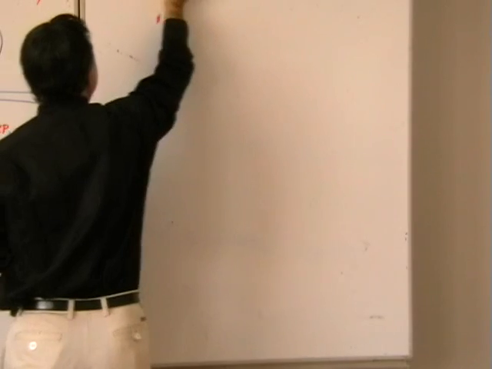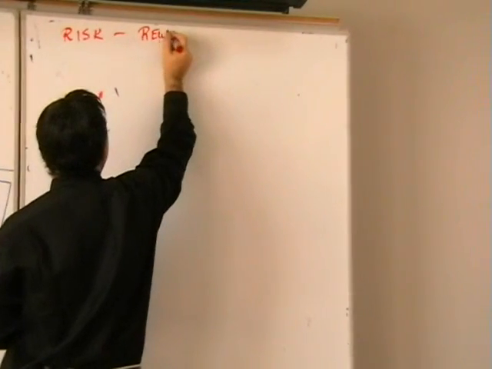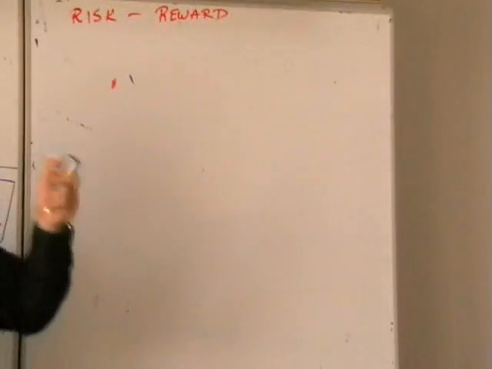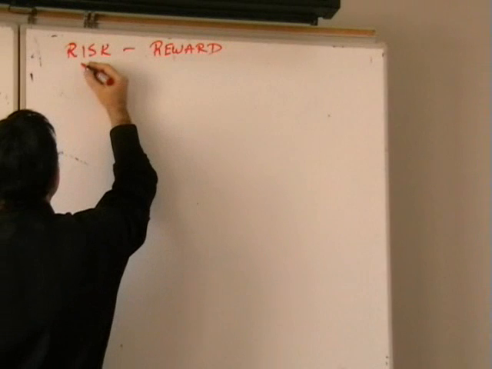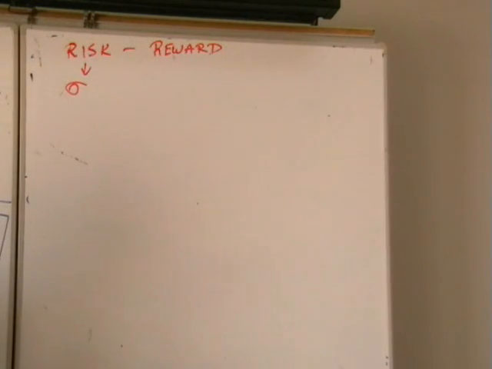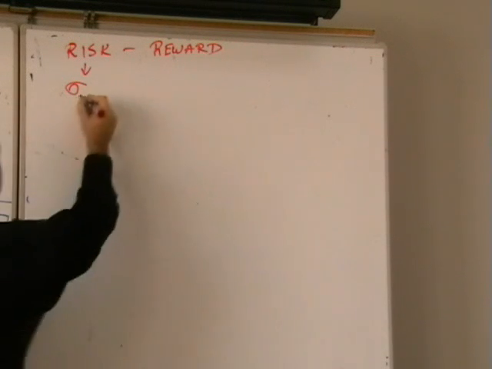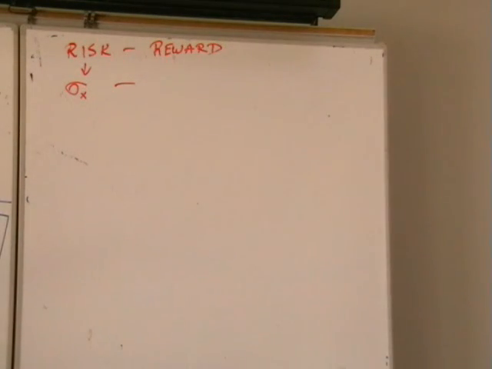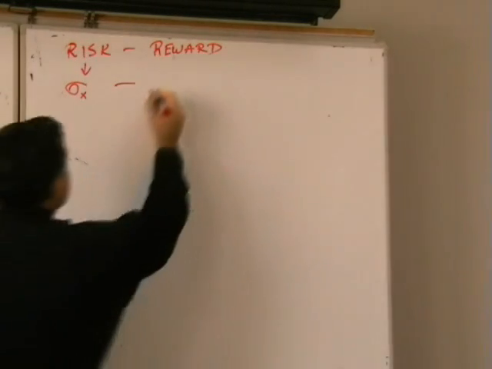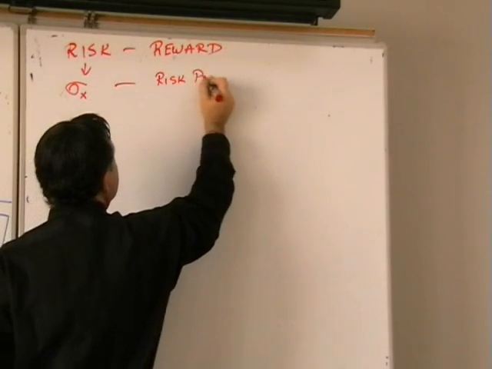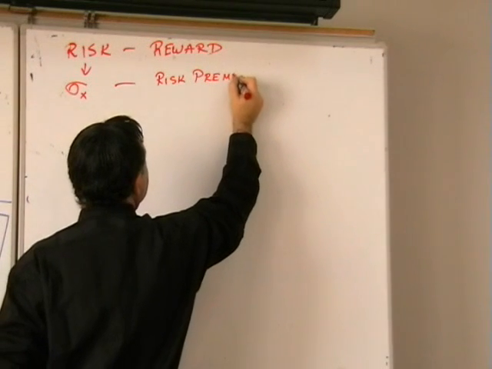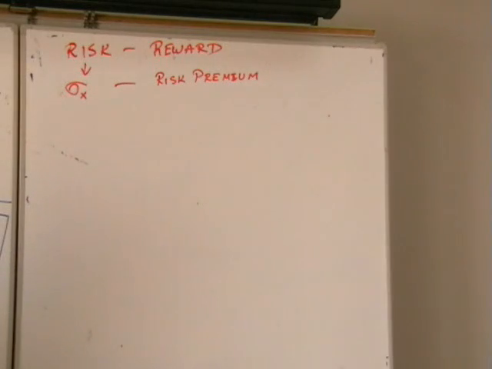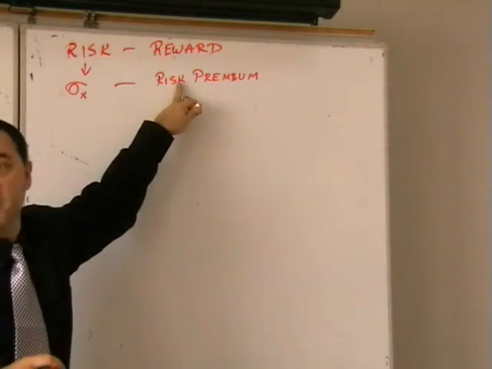So, in finance, we have this very common phrase, a so-called risk and reward. Alright? So, the idea of risk is the standard deviation of returns. So, this will be for an asset X. And for the reward, typically we use the risk premium. Essentially, the more risk, the higher the risk premium.